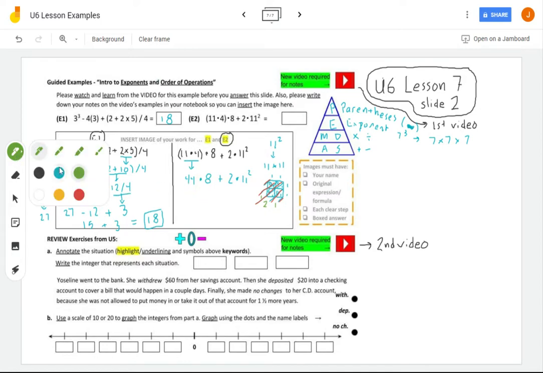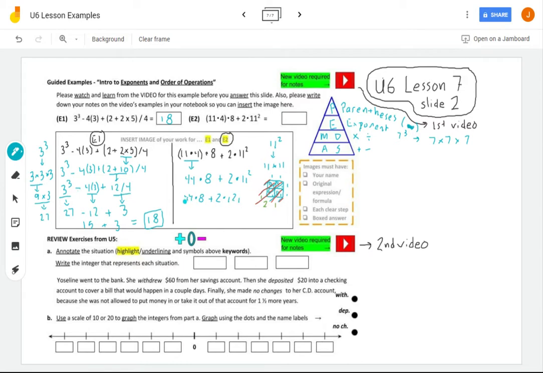So then this is rewritten as 44 times 8 plus 2. Notice I did not multiply the 2 times 11 first. I had to do the exponent first. So 2 times 121.